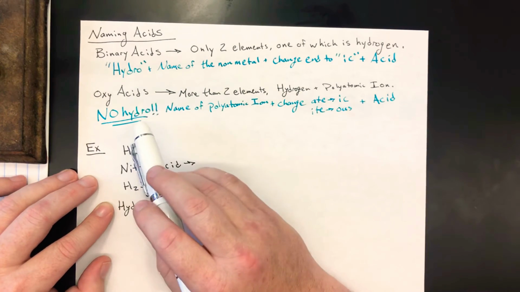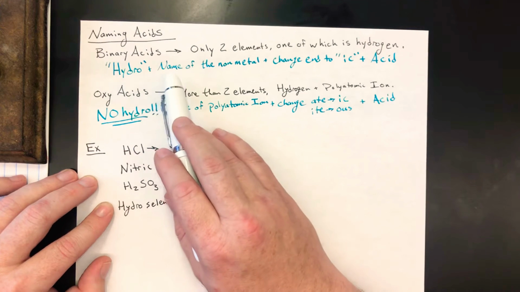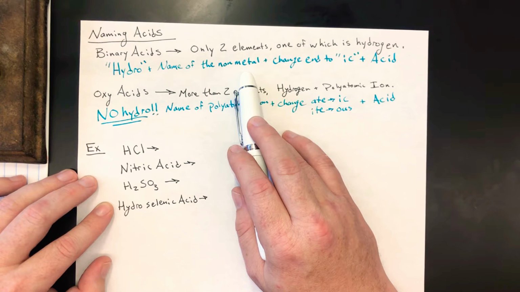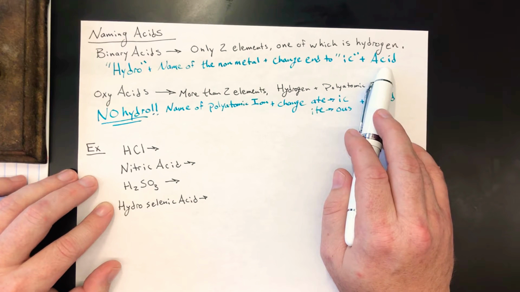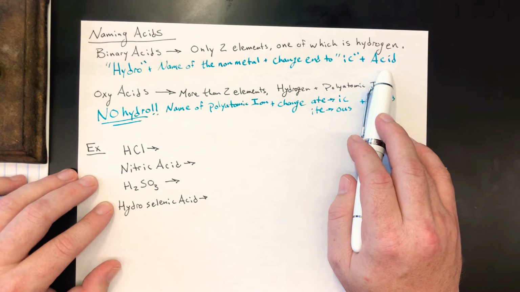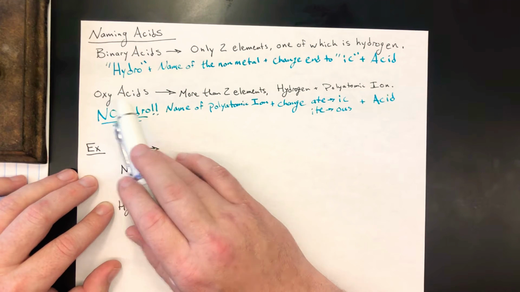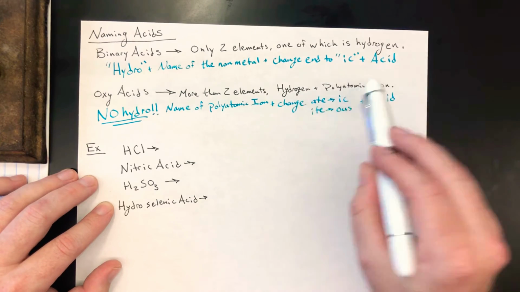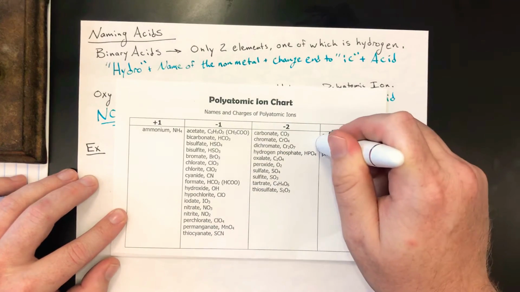So if it's binary, meaning we just have hydrogen with a nonmetal, we're going to use the word hydro. We're going to name the nonmetal that hydrogen is bonded with. We're going to change the ending of that nonmetal to "ic," and we're going to add the word acid. Okay? The word acid is what tells us we have hydrogen, because that means it is an acid, which means we have to have hydrogen. So an oxyacid has more than two elements. In an oxyacid, we're going to have hydrogen with a polyatomic ion. So we're going to have hydrogen, and it's going to bond with one of our polyatomic ions.